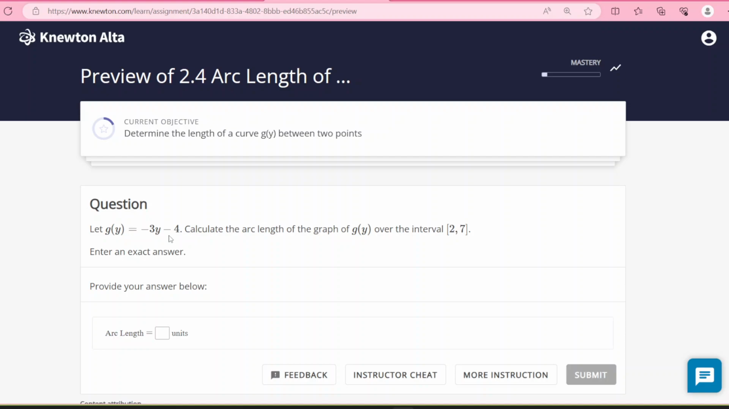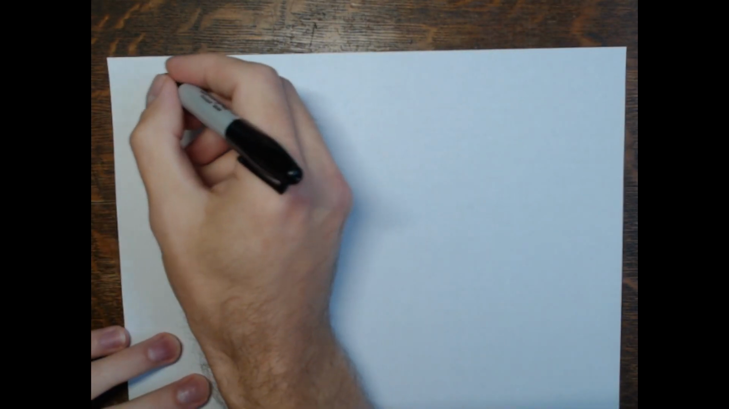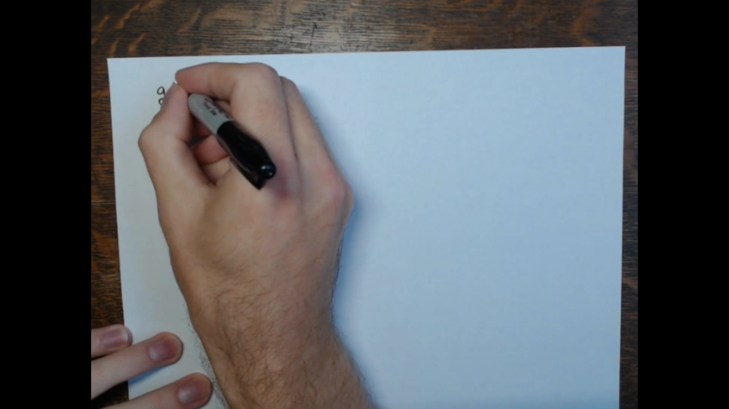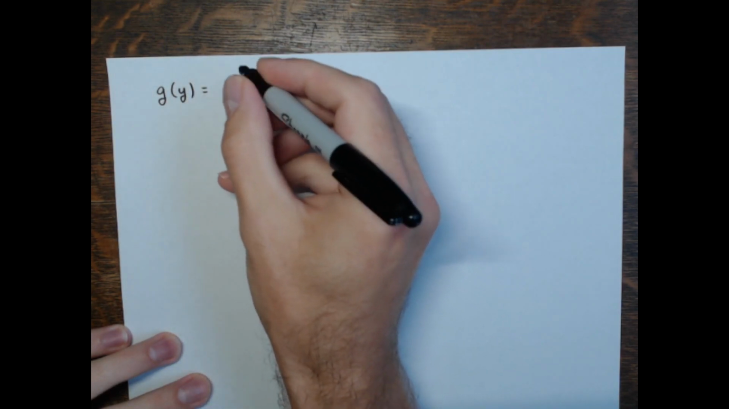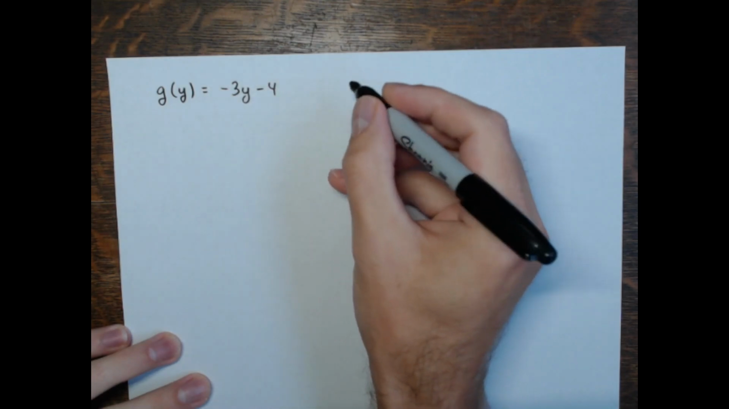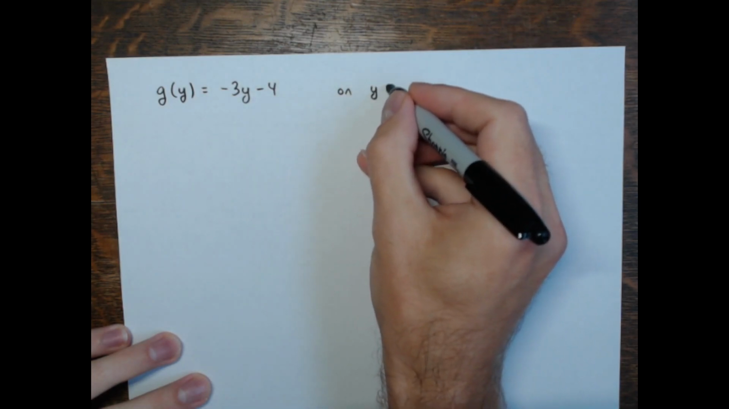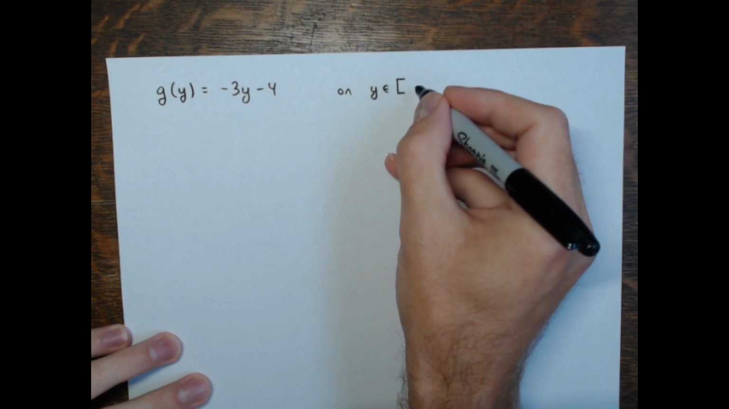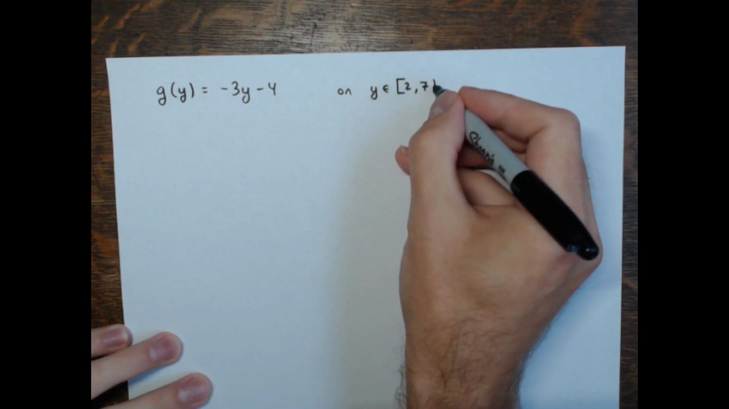So it's just the distance between 2 points, straight line distance between 2 points on the xy plane. So I'll show you here. So I'll do it both ways again, right? You got g of y is negative 3y minus 4. And we're on the interval on the y-axis, from 2 to 7.